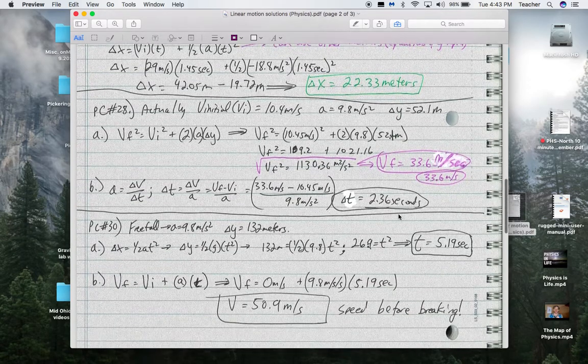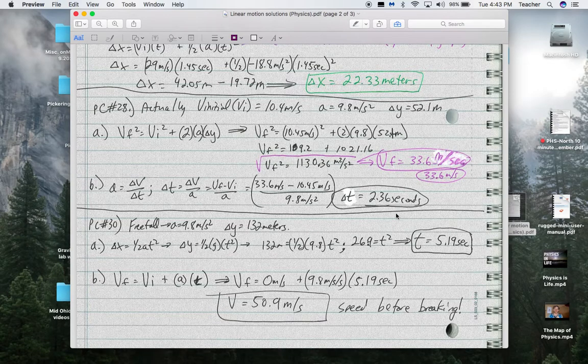For PC28, this skydiver reached a terminal speed of 10.4 meters per second. So he was going that after his parachute opened, and he drops his camera. Well, you should know that the acceleration in free fall due to gravity is around 9.8 or 10 meters per second squared. You could use either number there. And the camera's falling 52.1 meters. So it doesn't start from rest, and I don't know the time it takes to fall, and I'm trying to find the final velocity.